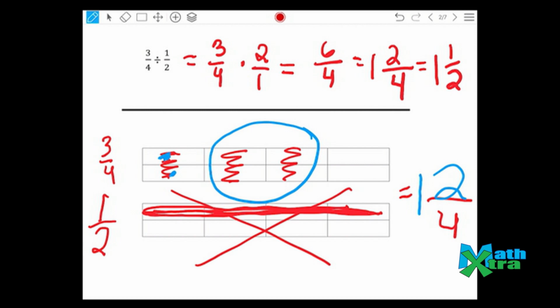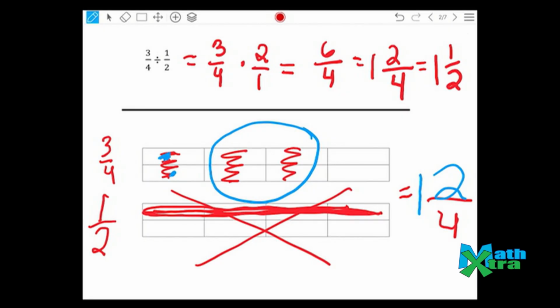1 2/4 is equivalent to 1 1/2. Remember, we always need to reduce. 2/4 reduced is 1/2, which makes these 2 answers equivalent. So just to review it all, we multiplied first by the reciprocal, and just to check our answer, we used our area model, using our denominators to make sure that we have the correct columns and rows.